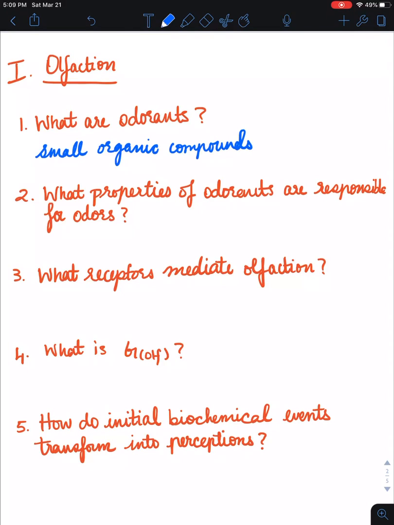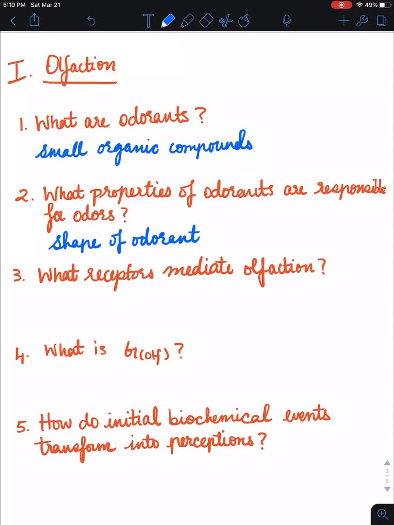And what properties of odorants are responsible for odors? The shape of the molecule or odorant is what is important and responsible for odors. It is how these compounds interact with the binding surface of a protein receptor that is important. So shape of the odorant.